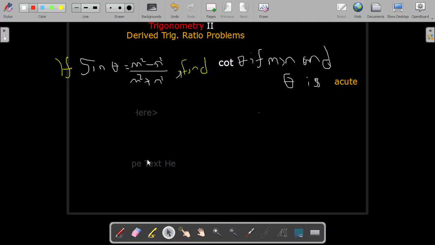So now let's begin. If sin theta is equal to this, find cos theta if m is greater than n and theta is acute. So what we need to do now is to express the formula of cos theta, which is cotangent. Cot theta is equal to 1 over tan theta, as explained earlier. So let's use this.